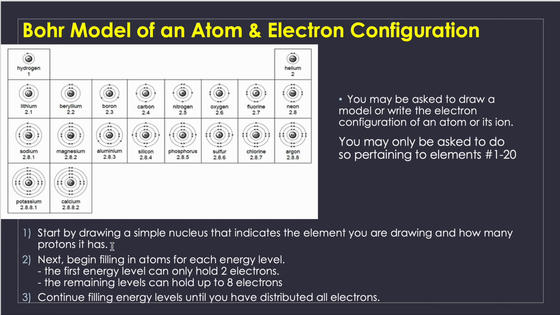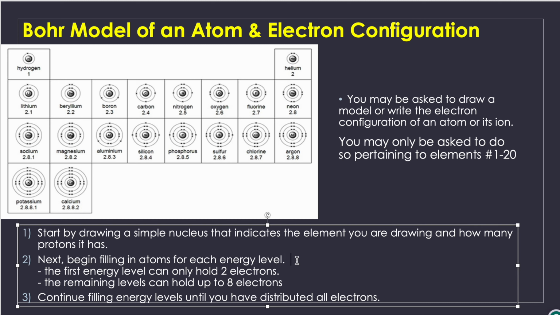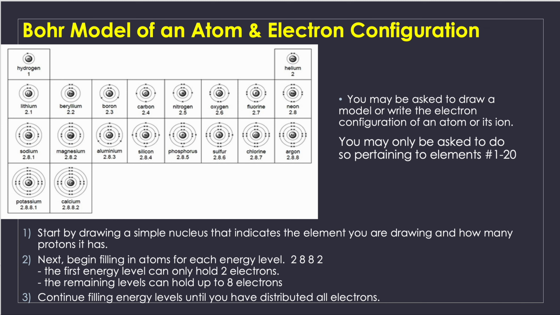The next thing that you do is fill in the energy levels with the electrons. Remember that we're going to be using the rule of 2, 8, 8, 2 as the maximum. You can have less than the maximum, but if you need more, you need to move on. And the maximum number of electrons that you will distribute will be 20. Then you continue distributing the electrons until you finish all the electrons that you have to distribute in total.